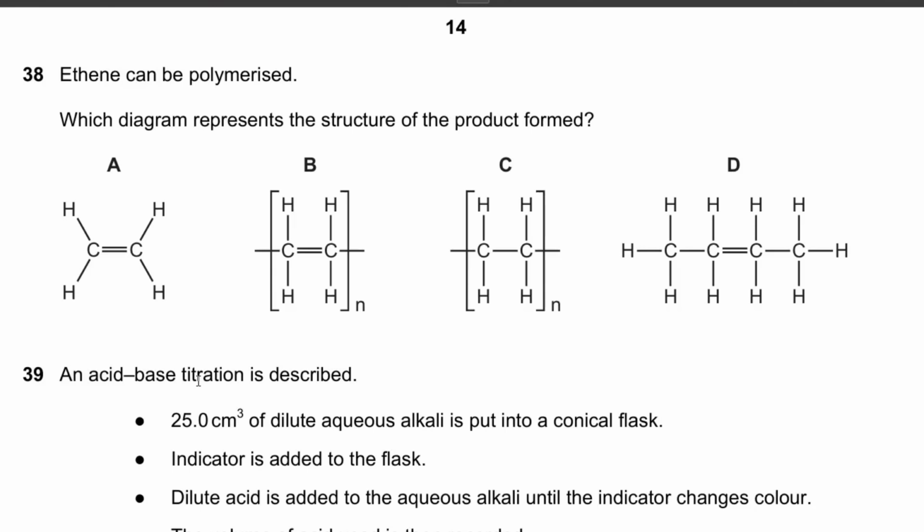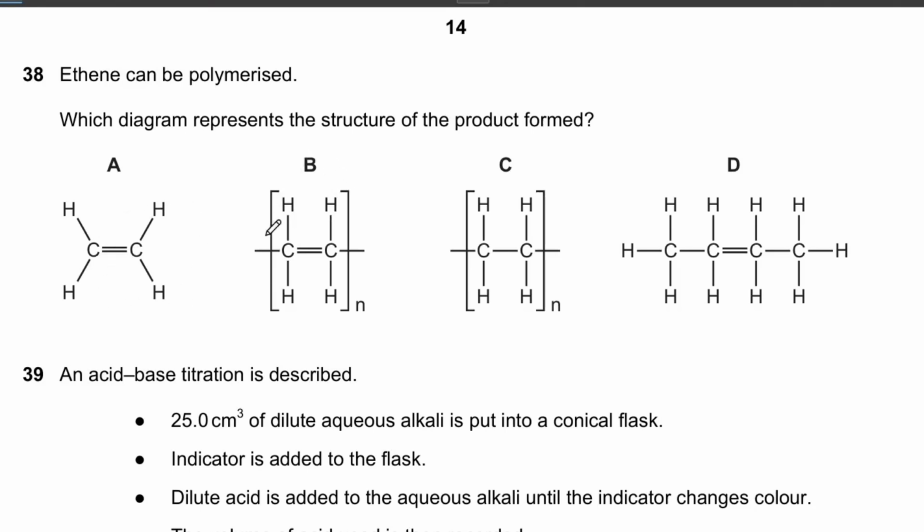Next question, question 38. Ethene can be polymerized. Which diagram represents the structure of the product formed? So in polymerization of ethene, we are going to get a polymer. So A is wrong because this is the structure of ethene, not a polymer of ethene.